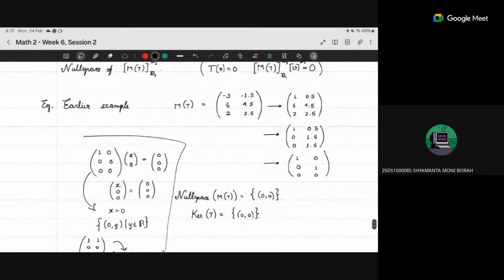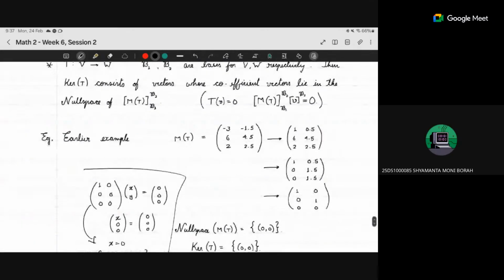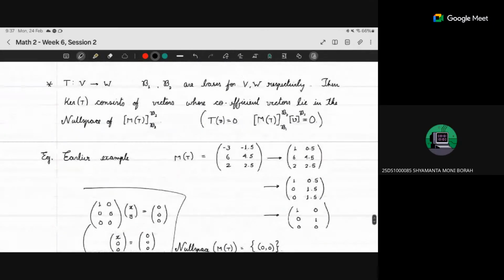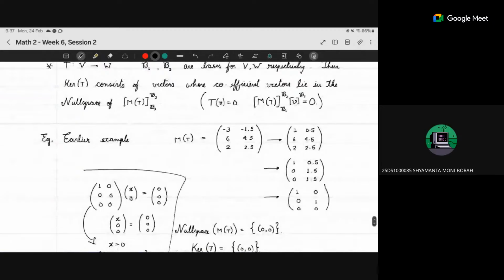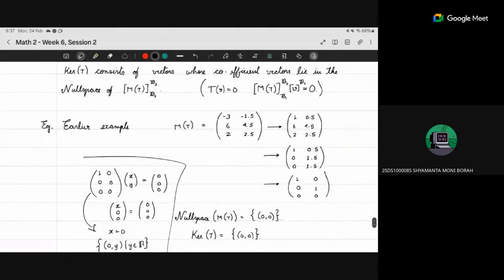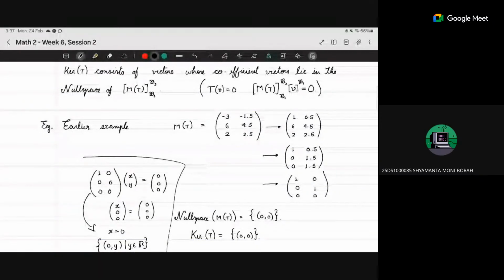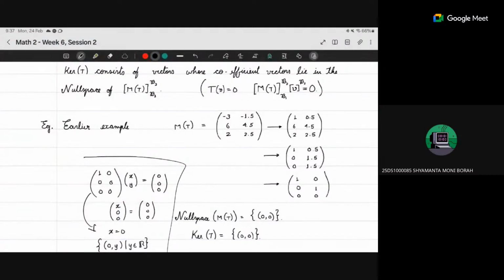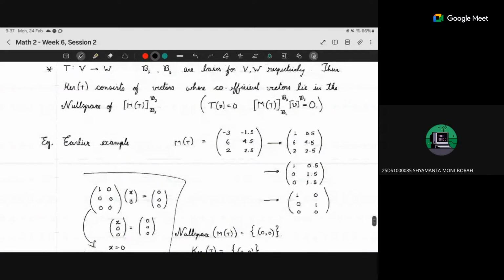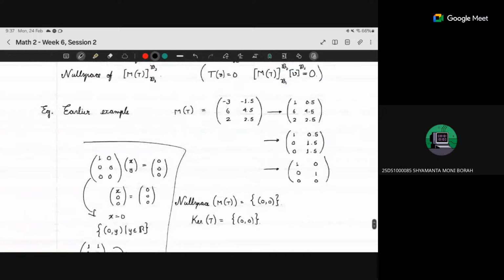So through this example, what we have done using the matrix is that we have associated vectors of the kernel to coefficient vectors of vectors in the null space of the matrix. So in general, if I want to construct a basis, we'll see that in that other example. But this is fine, right?